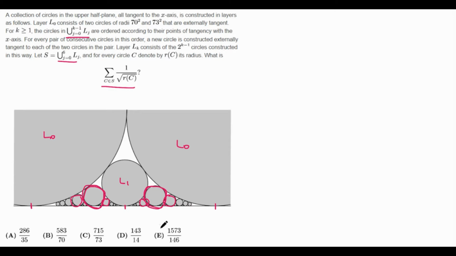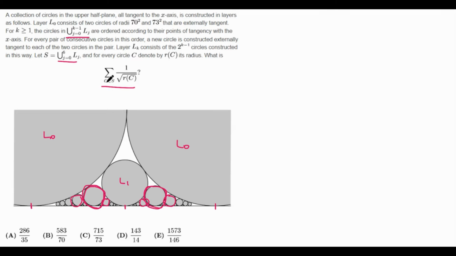So now that we have the idea of the construction itself down, we have to find the summation. So first we let S be the union from j equals 0 to 6 of L sub j, which is just the union of L0, L1, L2 through L6. So basically just the first 7 layers of this configuration. And let R of C be the radius of the circle C. And we want to find the sum over C in S of 1 over the square root of the radius of C.